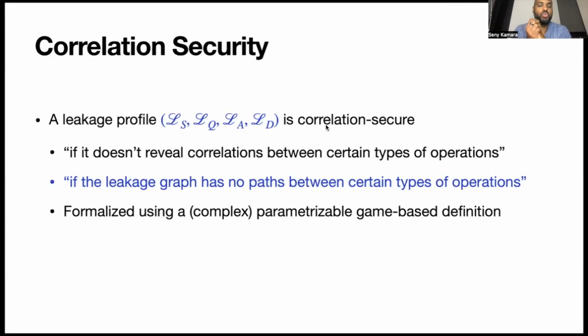In the paper, we provide a security definition against correlation attacks, which we call correlation security. I'm not going to formalize it here. It's a bit complex. But the high-level intuition is that we'll say that a particular leakage profile is correlation secure if it doesn't reveal correlations between certain types of operations. This can be thought of more intuitively as the leakage graph of the profile not generating paths between certain types of operations.